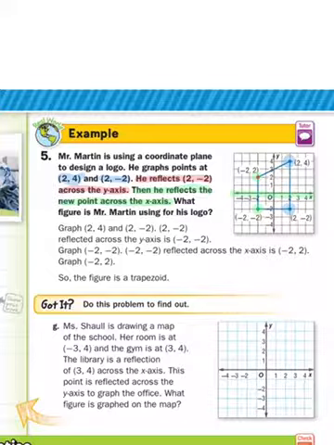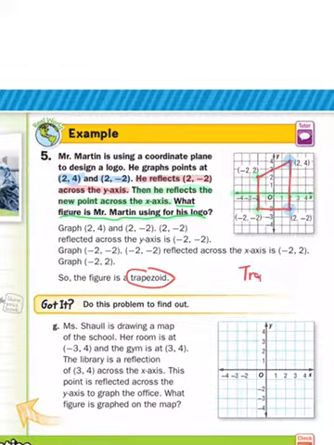Now, the question says, what figure is Mr. Martin using for his logo? So I'm going to connect it in red and connect the dots. What figure is that? See if you remember from 5th grade. That is a trapezoid. So after I graphed it, I have to answer trapezoid.